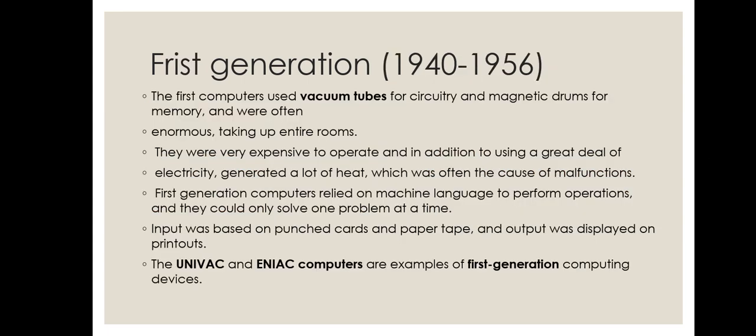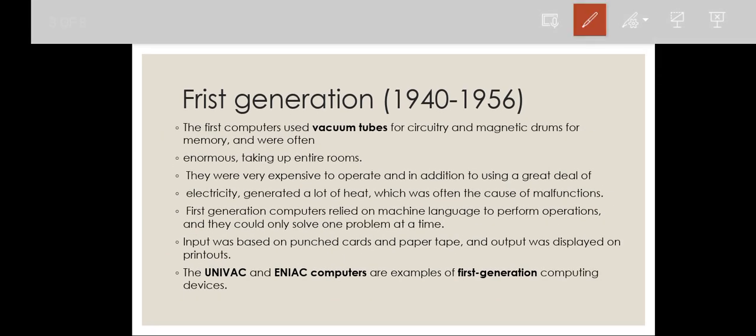First generation. The first computers used vacuum tubes for circuitry and magnetic drums for memory, and were often huge, taking up entire rooms. They were very expensive to operate, and in addition to using a great deal of electricity, they generated a lot of heat, which was often the cause of malfunctions.